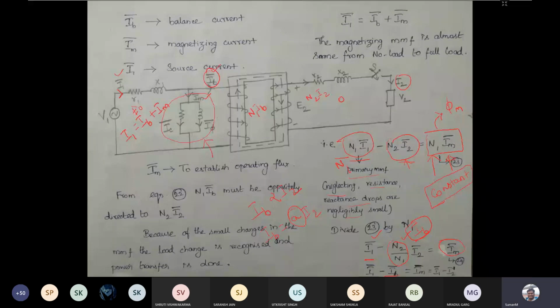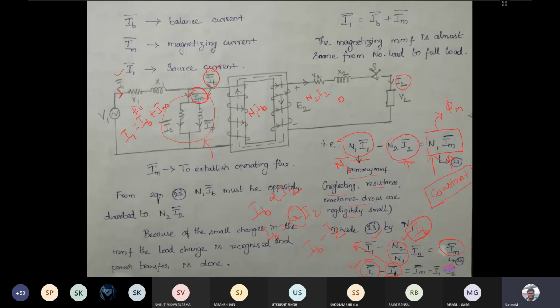So these equations you can go through. There is nothing new in this. Here IB is the balancing current. So the primary current minus this balancing current is what flows in the primary part. This is the magnetization current. That relation is brought from this part. Here we have related the balancing current with I2 directly.